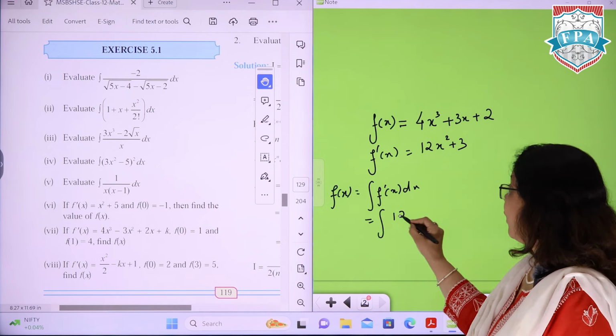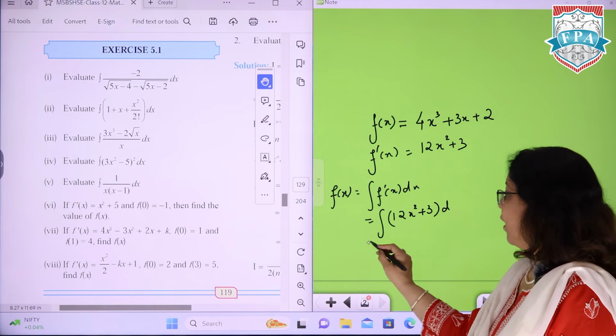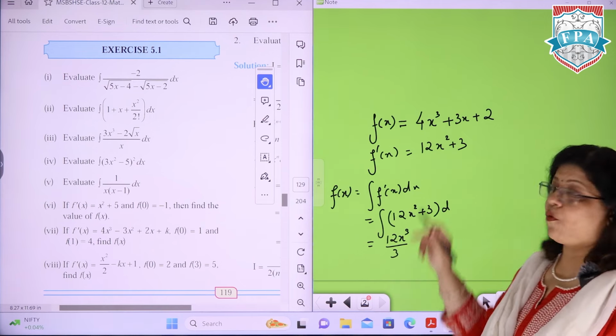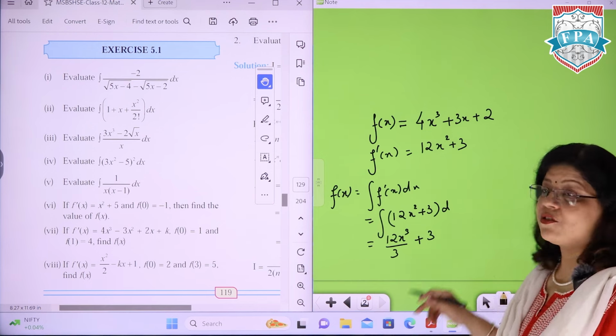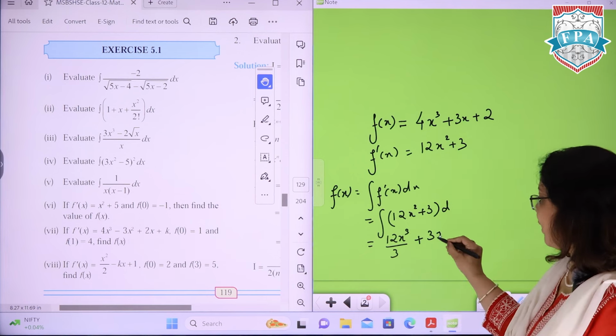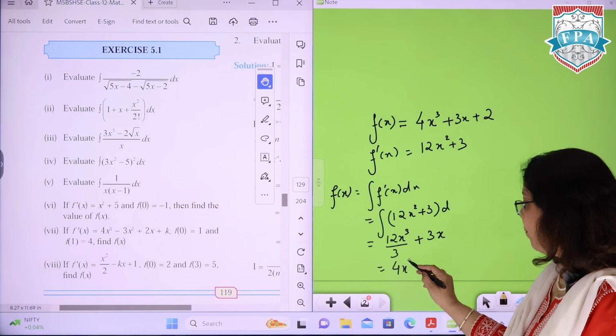Now, since it is an antiderivative, the integral of f dash x dx should be equal to f(x). Let's put it: 12x square plus 3 dx. Now this becomes 12x cubed by 3 using the first formula, so x to the power n plus 1 by n plus 1, plus 3, since there is no variable, it is x to the power 0. So again x to the power 0 plus 1 is x, and this is coming as 4x cubed plus 3x.